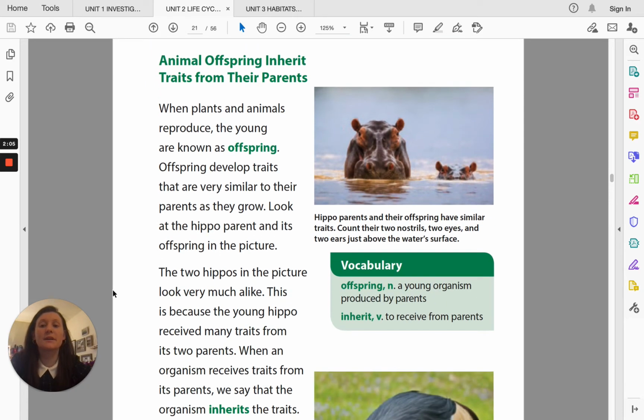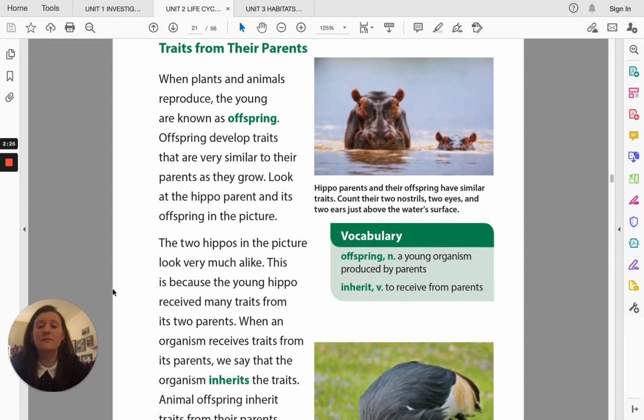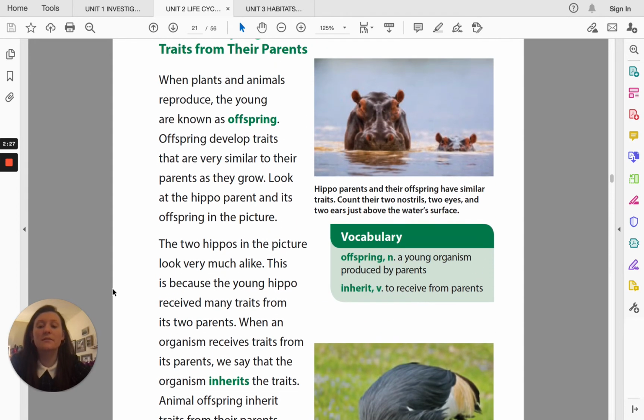Animal offspring inherit traits from their parents. When plants and animals reproduce, the young are known as offspring. Offspring develop traits that are very similar to their parents as they grow. Look at the hippo parent and its offspring in the picture. The two hippos in the picture look very much alike. This is because the young hippo received many traits from its two parents.